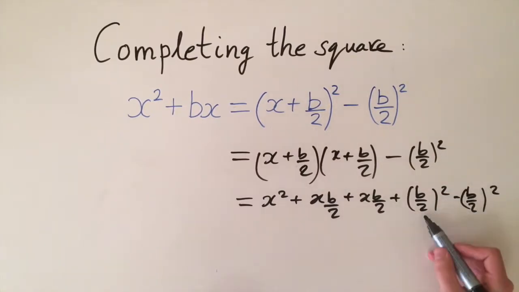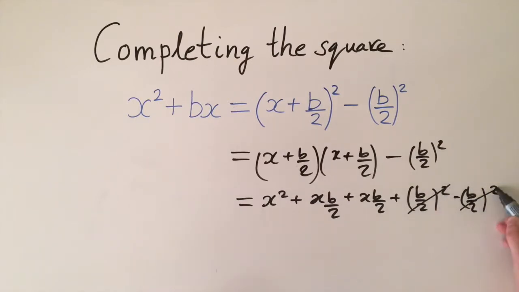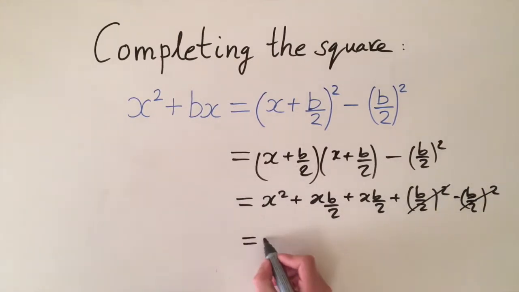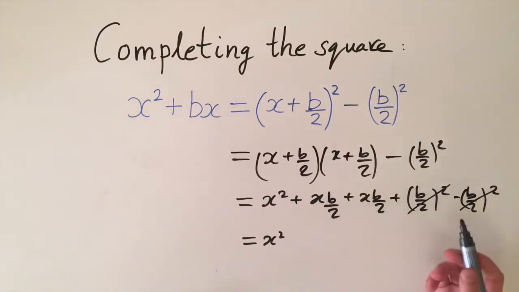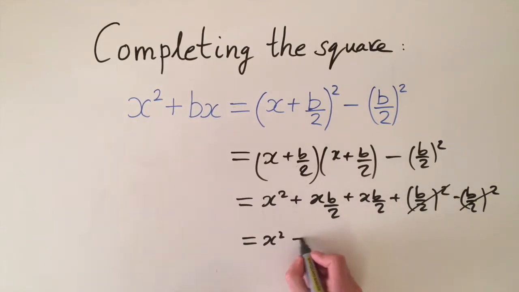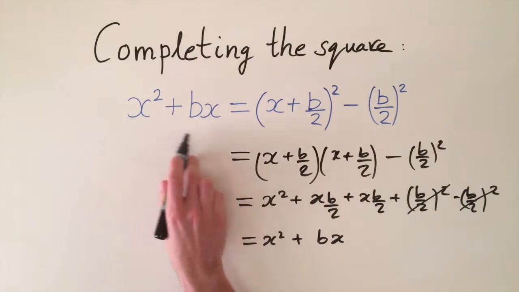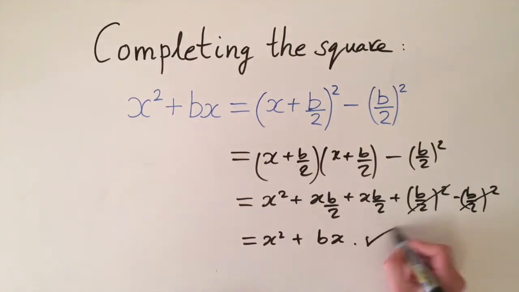And now you can see that the b over 2 squareds cancel out, and we're left with x squared and these two terms, x times b over 2 plus x times b over 2, so we can just collect them, and we're going to get x times b, or b times x. And this does match up with the left hand side, so this is a correct formula.